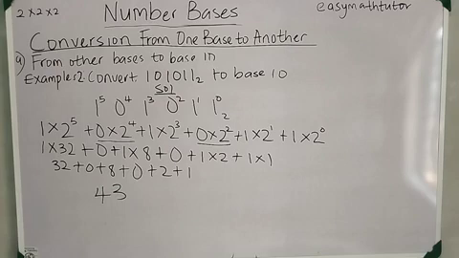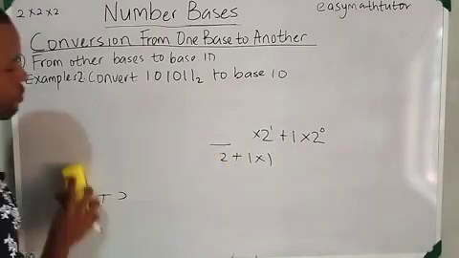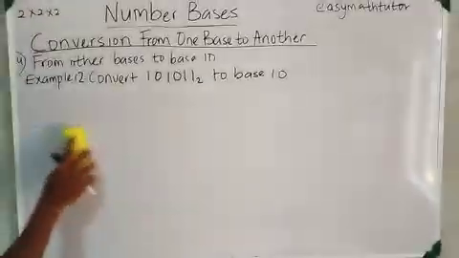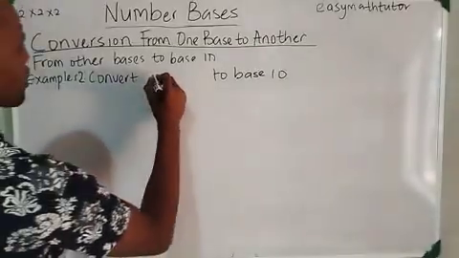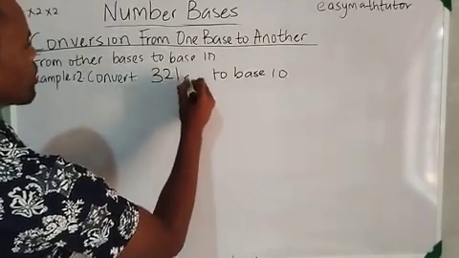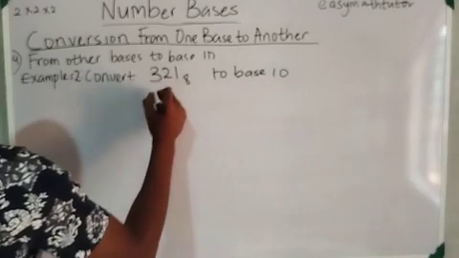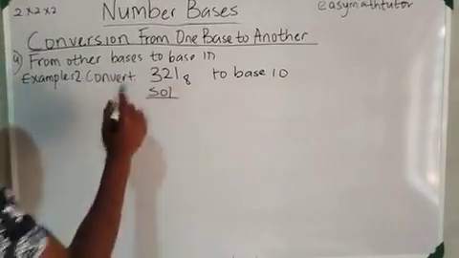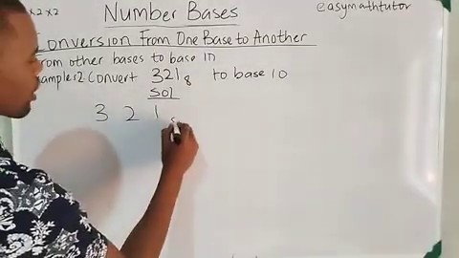We move to another example. This time, let us learn how to convert from another base that isn't base 2 to base 10. So let's say we are asked to convert 321 in base 8 to base 10. The process remains the same. We are first going to write out all the numbers, 3, 2, 1 in base 8.